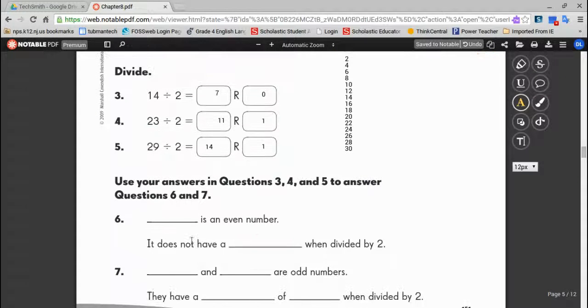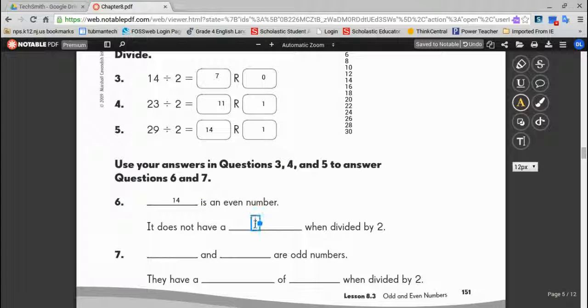So let's answer these questions. So blank is an even number. So the only one that's an even number would be 14 because it has no remainder. So 14 is an even number. It does not have a remainder when dividing by 2. So that means 23 and 29, they're the odd ones. So 23 and 29 are odd numbers because they have that remainder of 1 when dividing by 2.